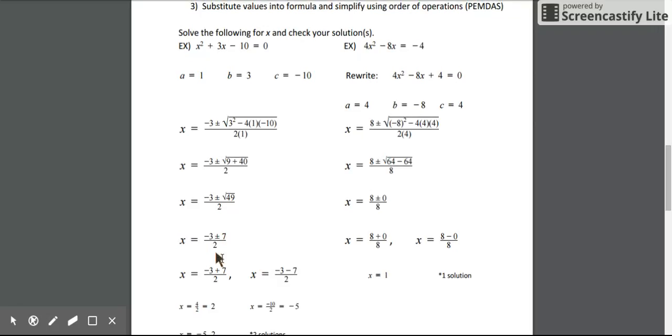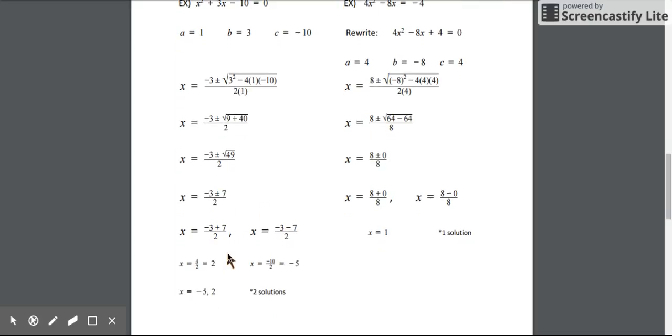So now we've got two problems. We've got negative 3 plus 7 divided by 2 and negative 3 minus 7 divided by 2. So simplifying and solving for each, negative 3 plus 7 is 4, and 4 divided by 2 is 2. Over here, negative 3 minus 7 is negative 10, and negative 10 divided by 2 is negative 5. So we got two solutions, positive 2 and negative 5. And it doesn't matter what order you write your solutions in, as long as you give them all.